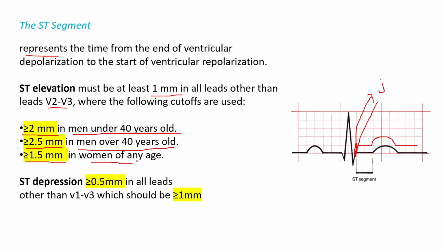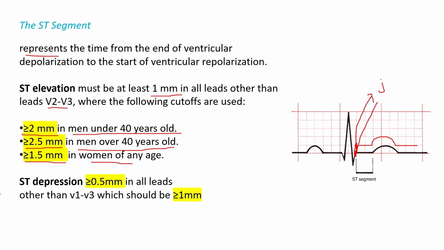If it's more than 2 in case of men under 40, then it's called ST segment elevation. You will not call a small ST segment elevation only in V2 and V3. You can see, let's say it's 0.5 millimeter, and it's only seen in V2. You will not call it ST segment elevation. That's not myocardial infarction. That's a normal variation that happens in humankind.